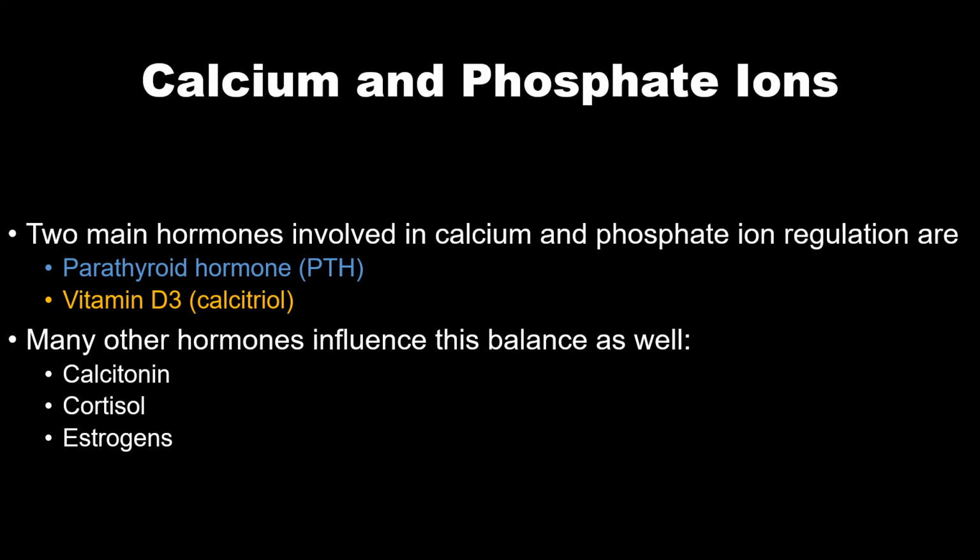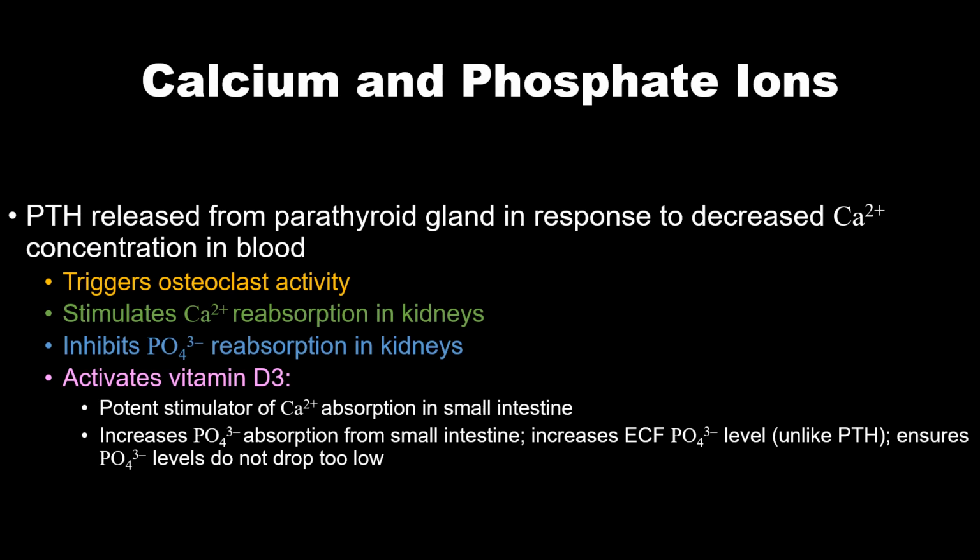Another important effect of parathyroid hormone is the activation of vitamin D3. And vitamin D3 is a potent stimulator of calcium ion absorption by the small intestine. D3 also assists parathyroid hormone in increasing osteoclast activity and calcium ion reabsorption from the kidneys. With regard to phosphate ions, D3 triggers their absorption from the small intestine. And so this increases the concentration of phosphate in the ECF, in contrast to the effects of parathyroid hormone, which lowers their level. This helps to ensure that the level of phosphate never falls too low in the extracellular fluid.